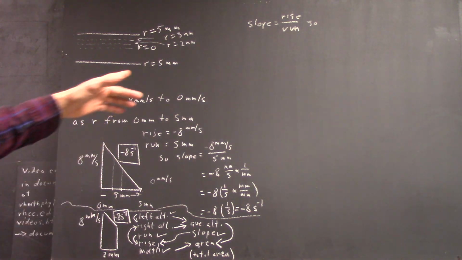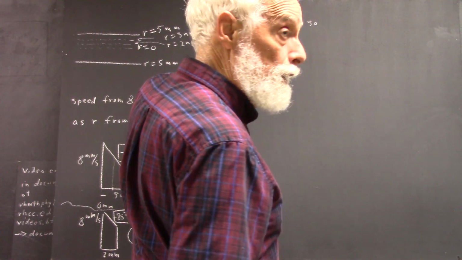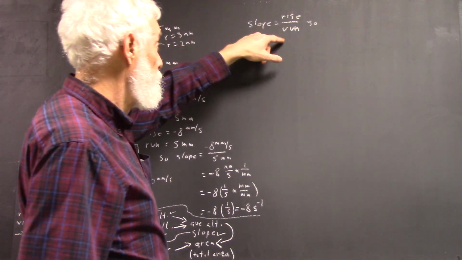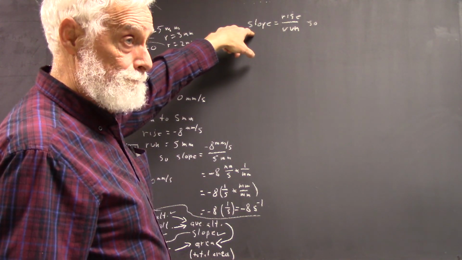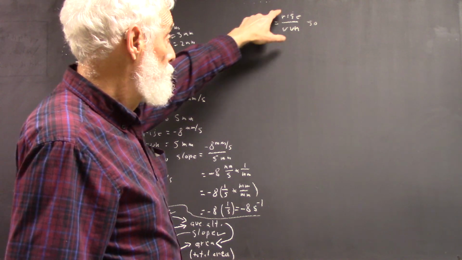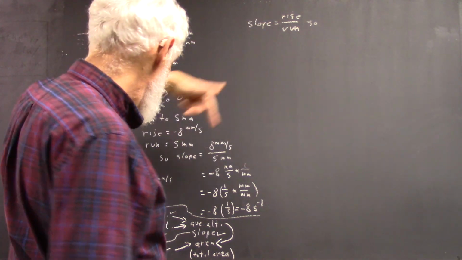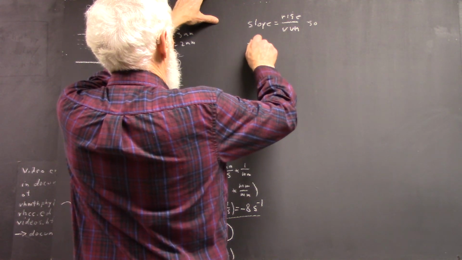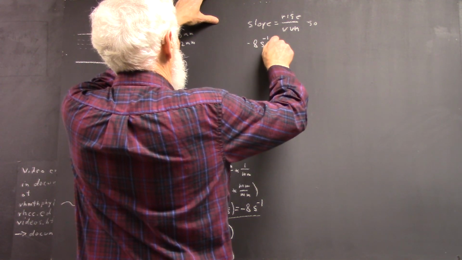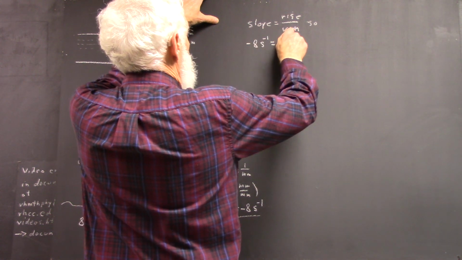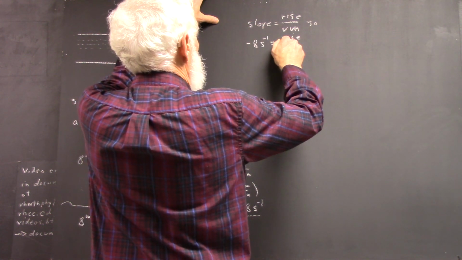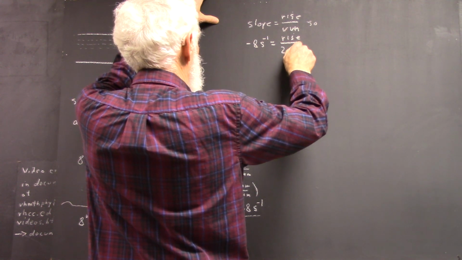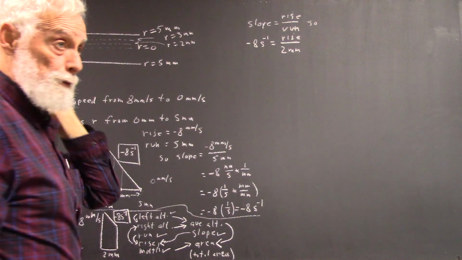Okay, so we know that slope is rise divided by run. And we want to write down the simplest possible relationship so we don't get confused. Okay? Slope is rise over run, so the slope is -8 reciprocal seconds. And that equals the rise, which is of course what we don't know, divided by the run, which is 2 millimeters, right?